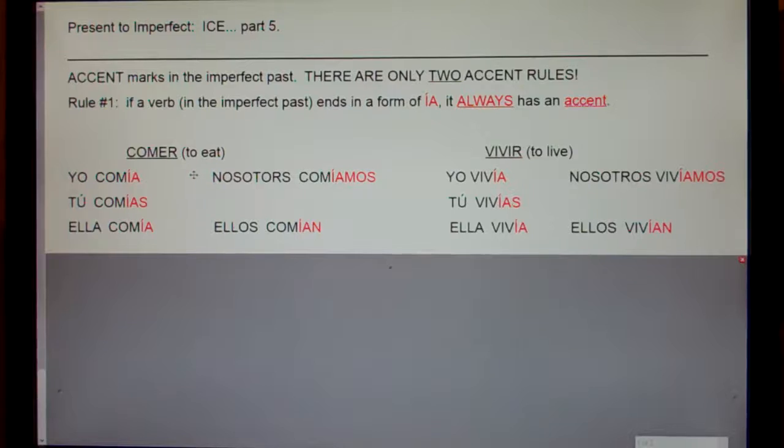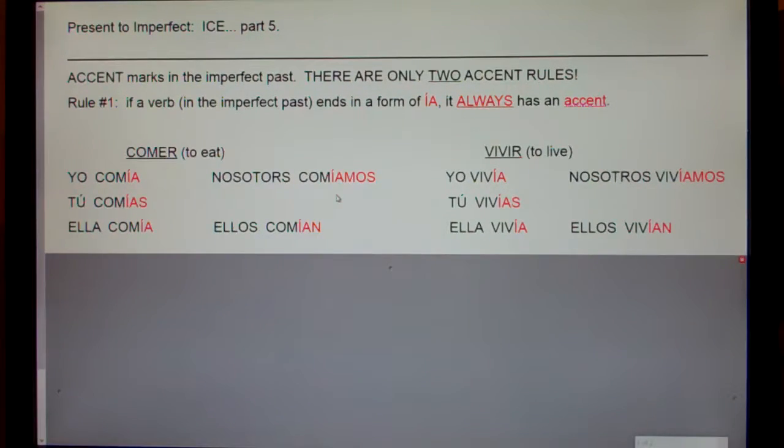Comer, to eat. In the imperfect past, you chop off the er and you add ía, ías, ía, íamos, ían. Notice, they're all forms of ía, so they all have accents, and the accents are over the I. Now, vivir, to live. In the imperfect past, you chop off the ir and add ía, ías, ía, íamos, ían.